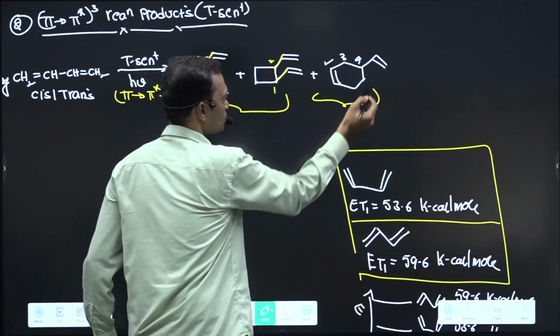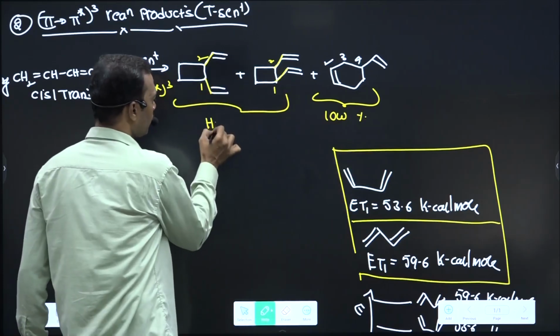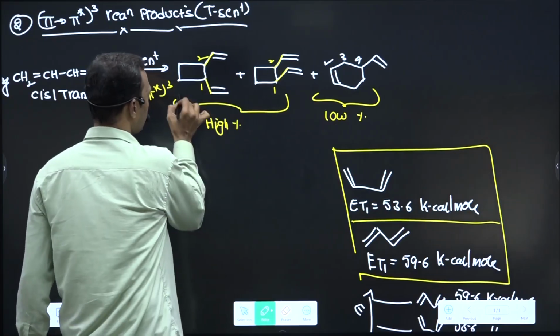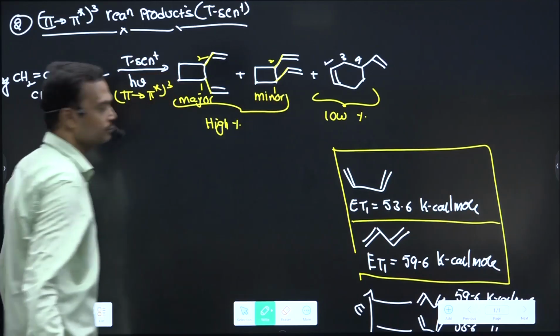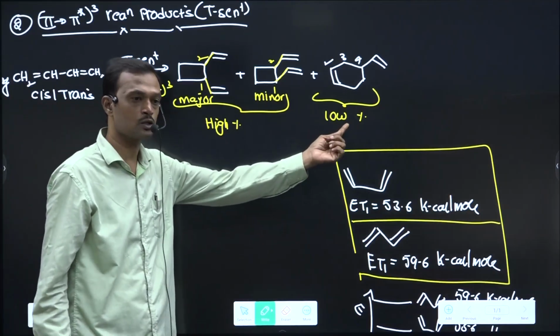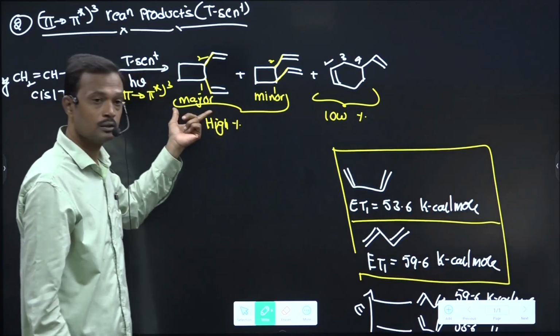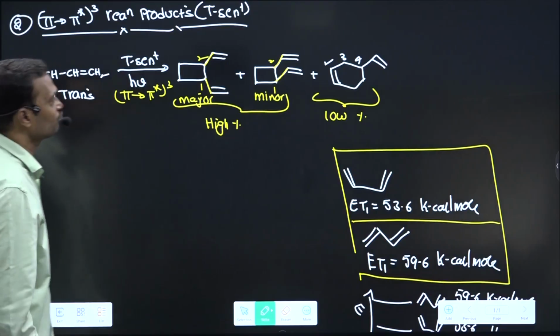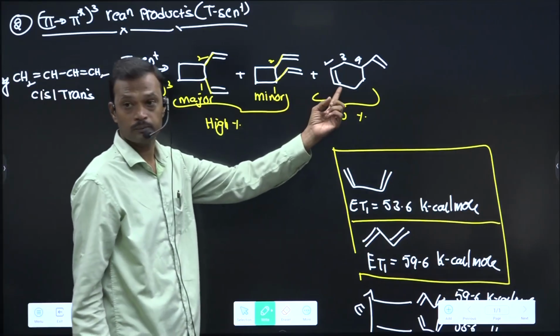So this 4-vinyl product is a low percentage. These two will give a high percentage. Maximum they will give a high percentage, but this one is found to be minor. You write this reaction one more time: high percentage, low percentage. Always this is a high percentage compared to this. Very rarely is it low. Between cis and trans, which is major? Trans is major compared to cis. So always remember this.